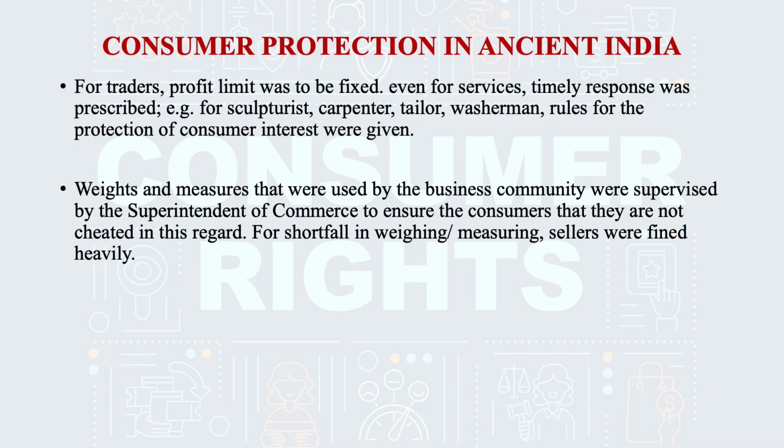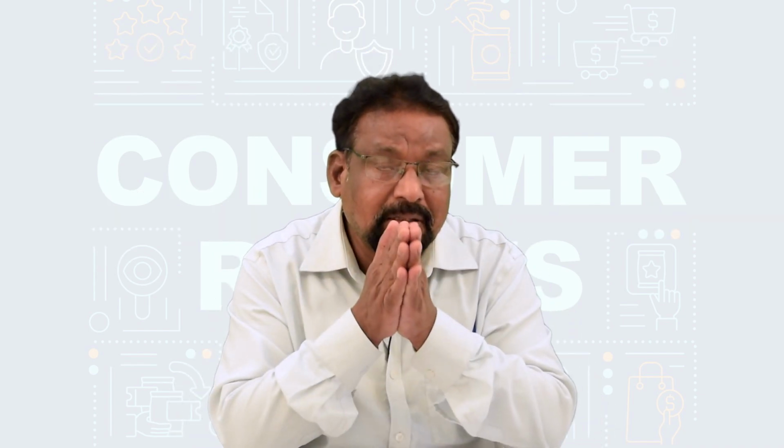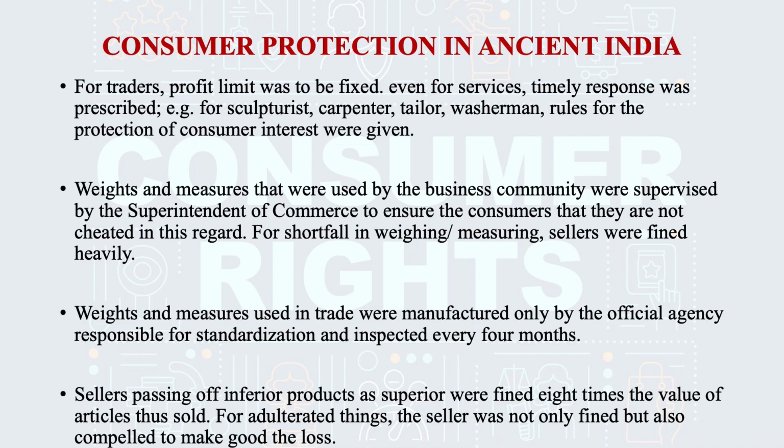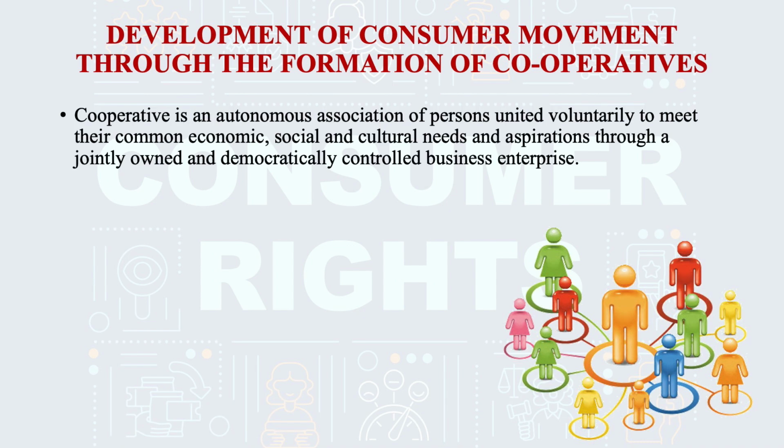For shortfall in weighing and measuring, sellers were fined heavily. If government officials came to know that a particular seller was selling with a shortfall in weights and measures, they were fined heavily by the government department officials. Weights and measures used in trade were manufactured only by the official agency responsible for standardization, and such arrangements were inspected once every 4 months. Sellers passing off inferior products as superior goods were fined 8 times the value of the articles they sold. For adulterated goods, the seller was not only fined but also compelled to make good the losses incurred by the consumers. Now let us move to the other segment, development of consumer movement through the formation of cooperatives.